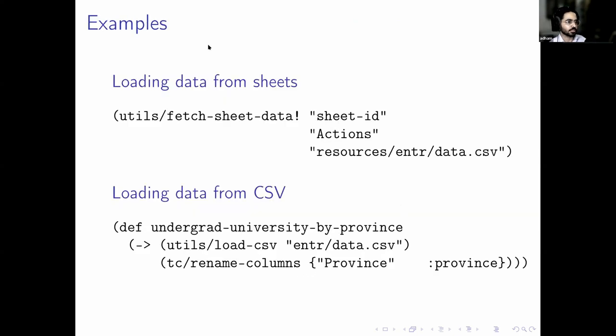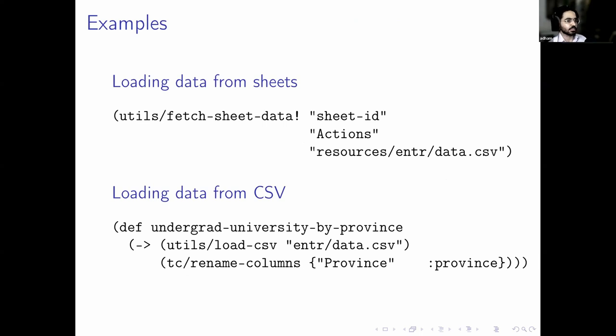Some examples for this process, for the loading of the data from sheets. Basically, I can just provide an ID for the sheet and the name. For example, this is a sheet that has the page called actions, and I want its data to be written to a CSV file called data.csv.